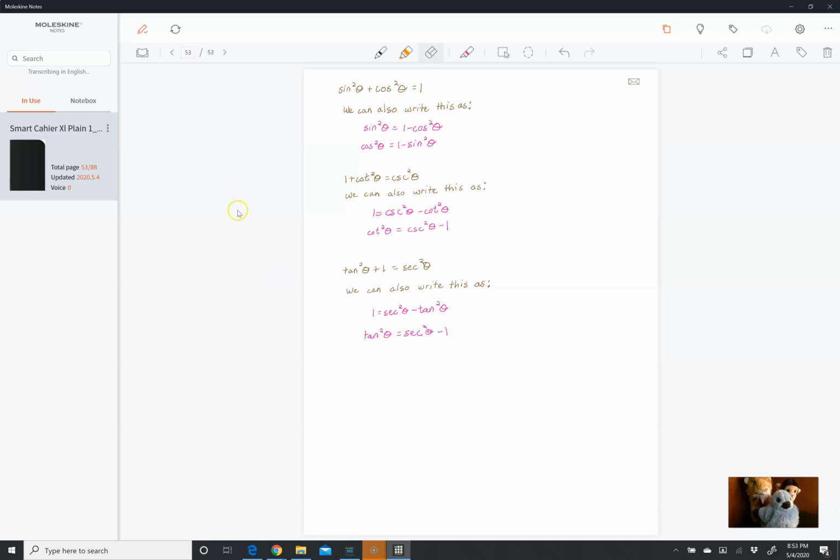Okay, so this doesn't have to do with our graphs. This is just a relationship between different trig functions. So tangent and secant have a relationship. Cotangent and cosecant have a relationship. Sine and cosine have a relationship. So these are your Pythagorean identities, and they can all be written in 3 different ways because you can solve it in 3 different ways.